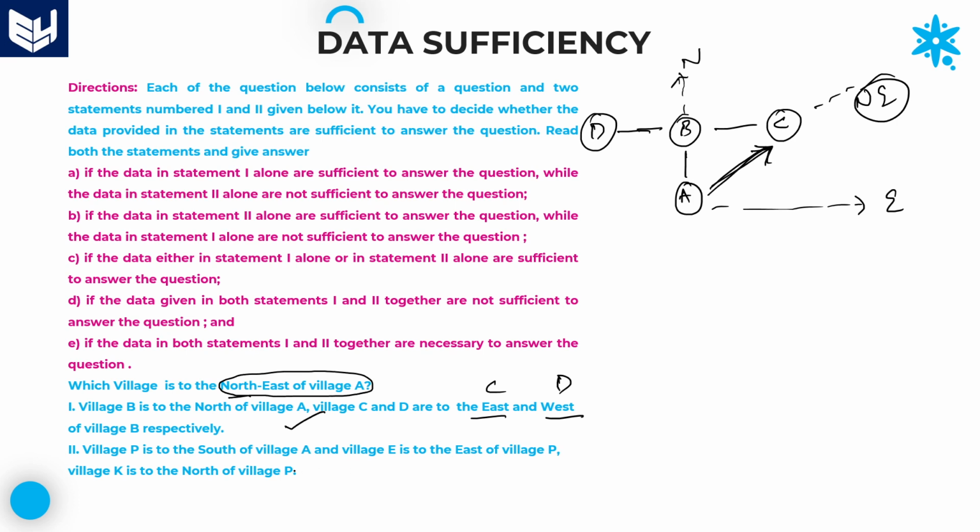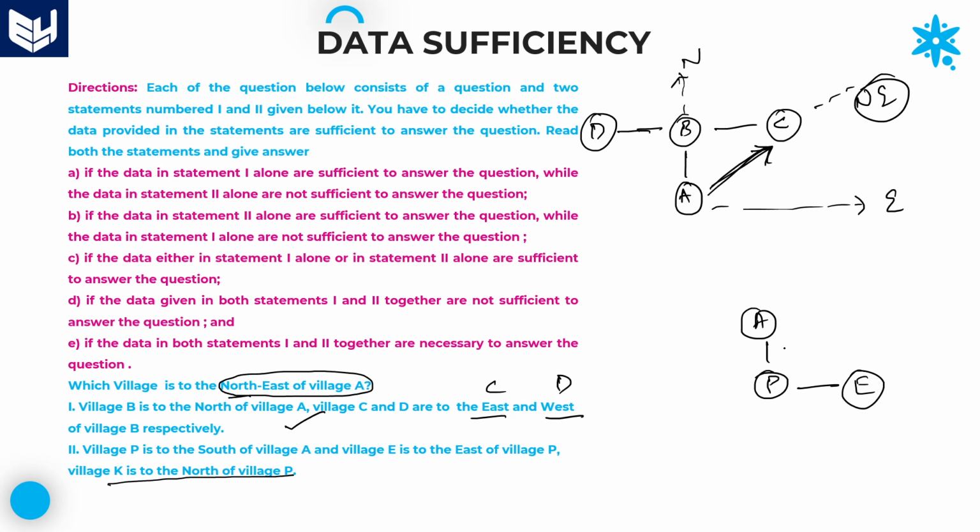Let's see the second one. P is south of A. According to the second statement, P is south of A and E is east of P, and village K is north of P. Guys, here according to this line, village K is north of P, in the sense that K should be above P.